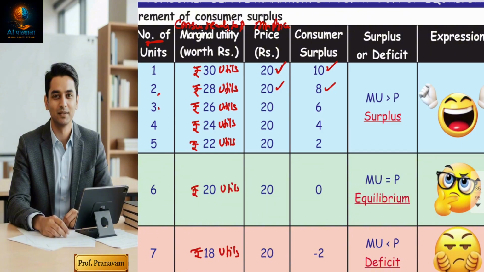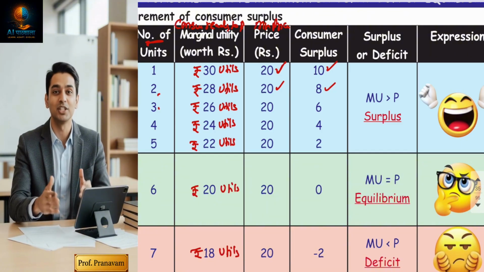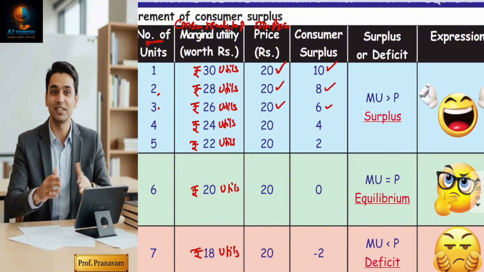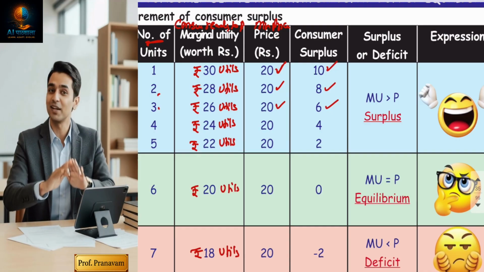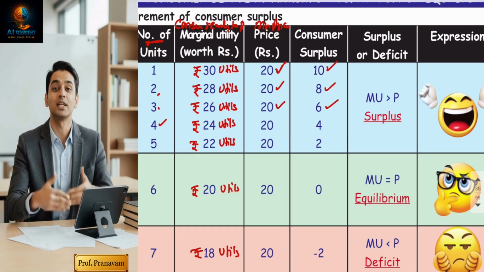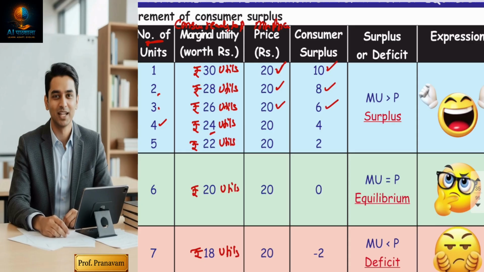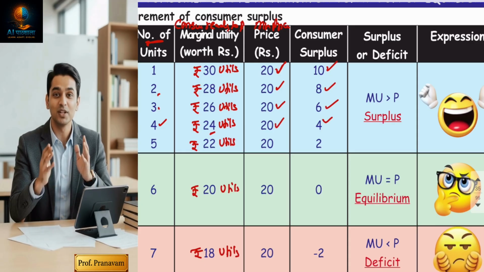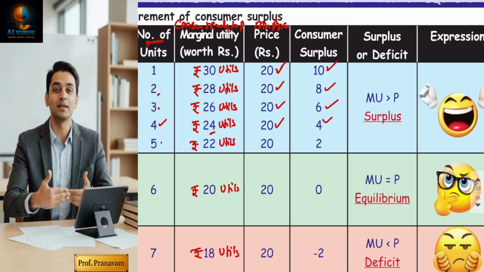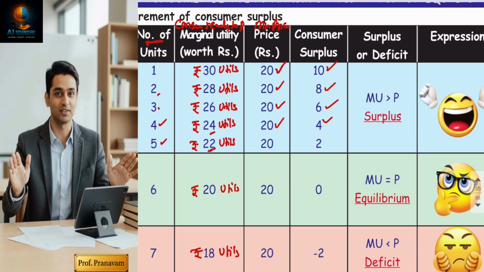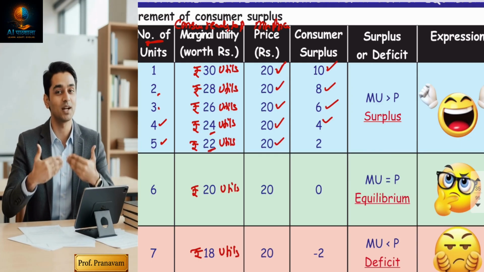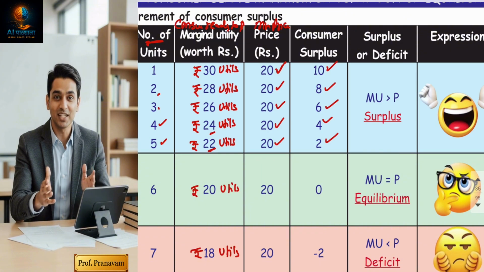I'll also consume the second slice of pizza. Third slice of pizza, 26 rupees worth I'm getting by spending just 20 rupees, a 6 rupees surplus. Fourth, I'm going to purchase the fourth unit also. 24 rupees worth I'm getting at just 20 rupees, a 4 rupees surplus. The fifth slice of pizza is going to give me a benefit of 22 at just 20 rupees. Now, 2 rupees consumer surplus.